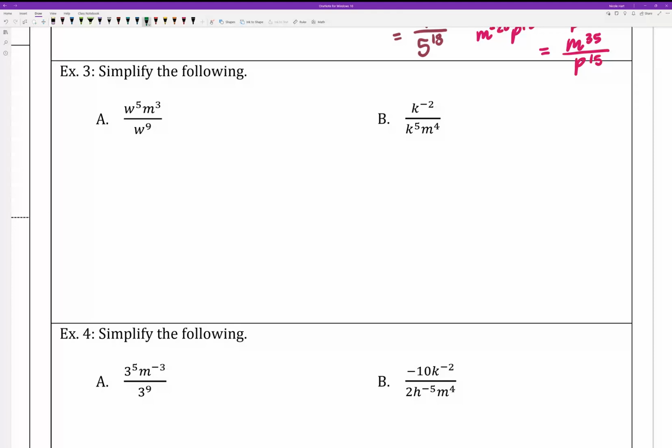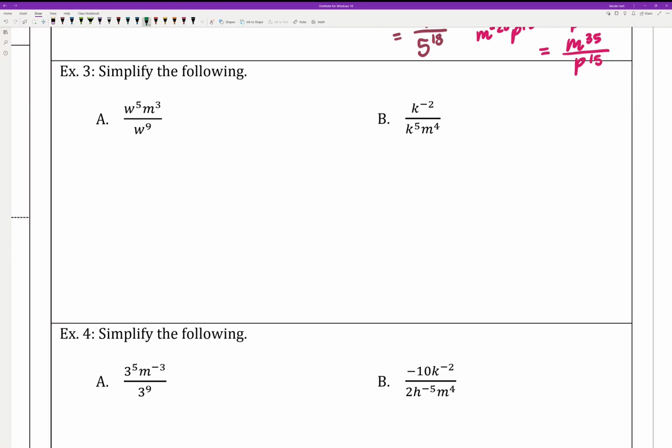All right, we're going to look at these last few dividing of exponents examples. This is going to use a mix of all of the properties that we've learned so far, including the multiplication properties, the division properties, and the zero exponent and negative exponent properties.